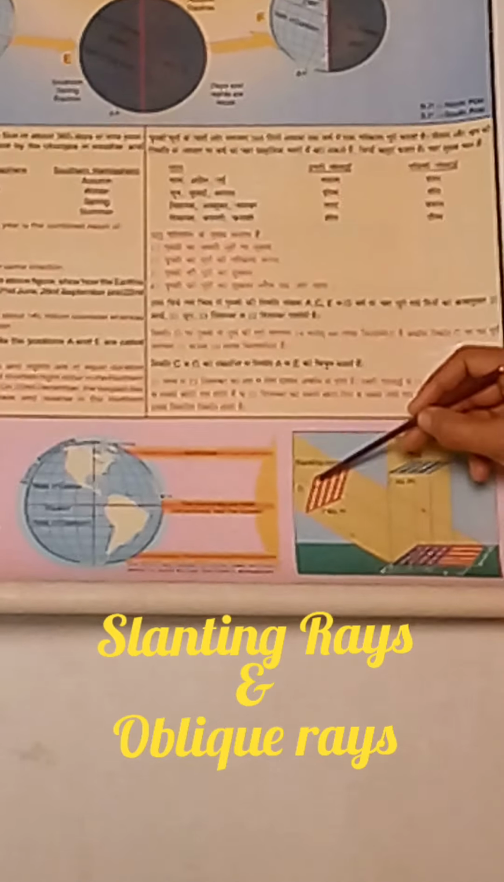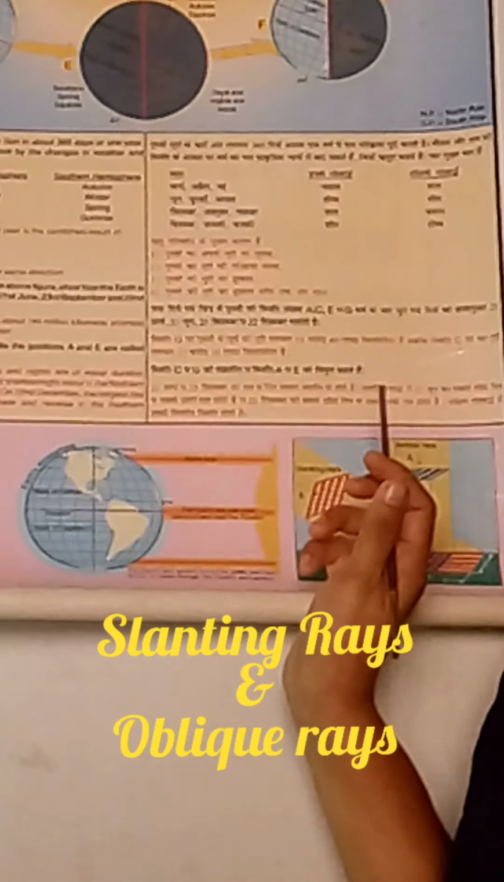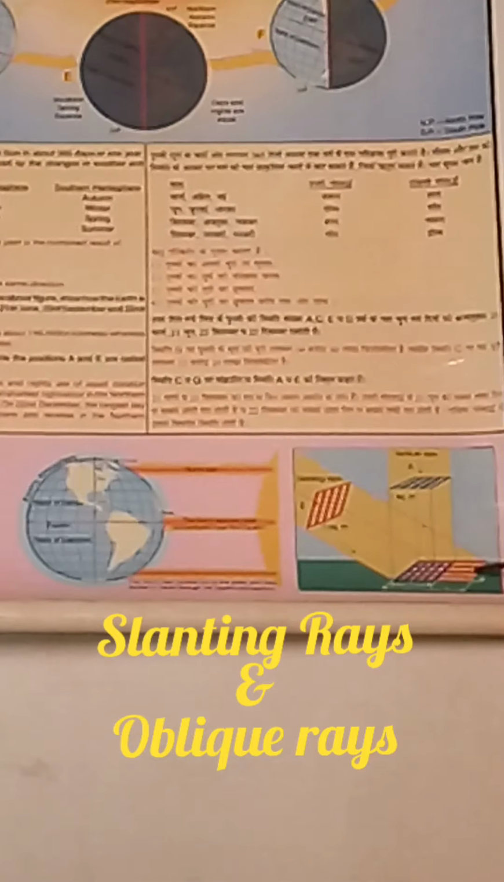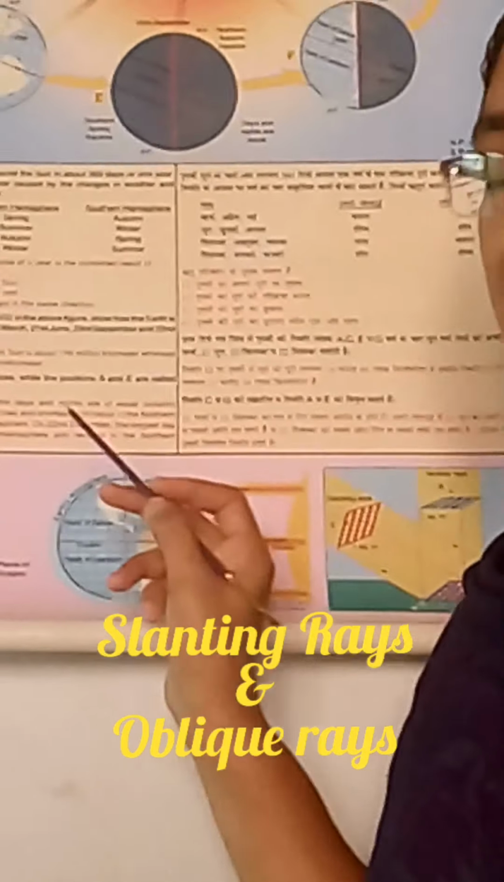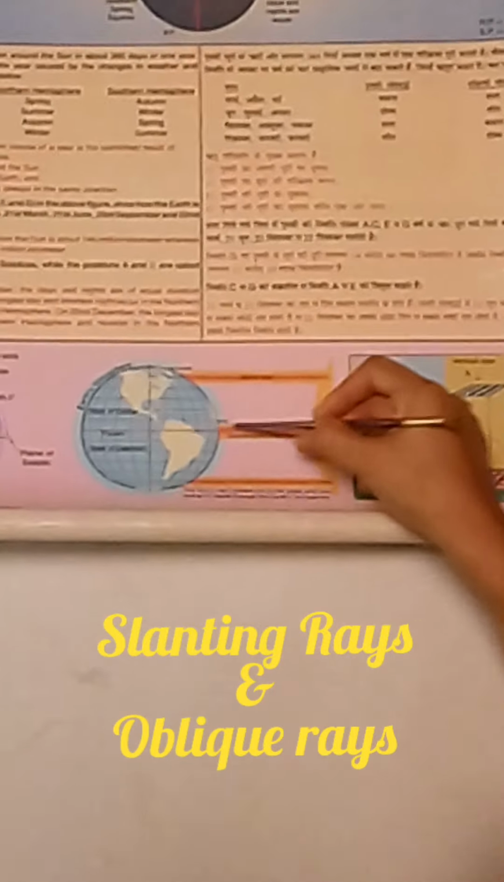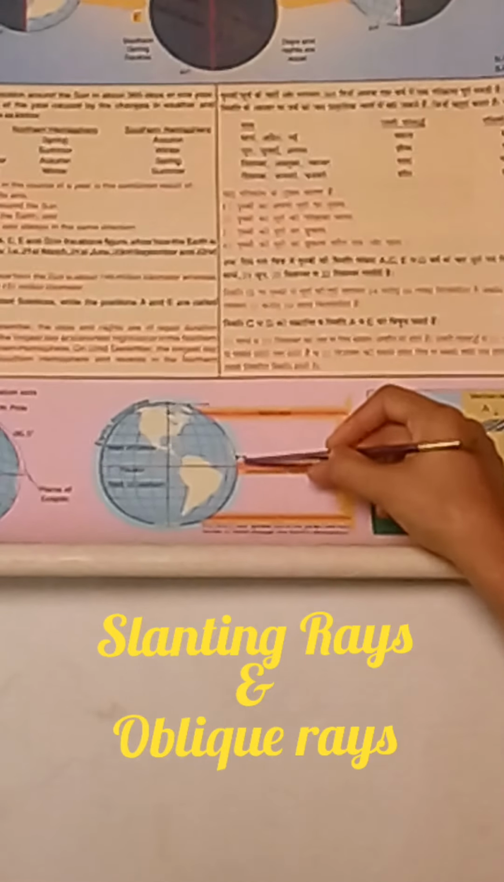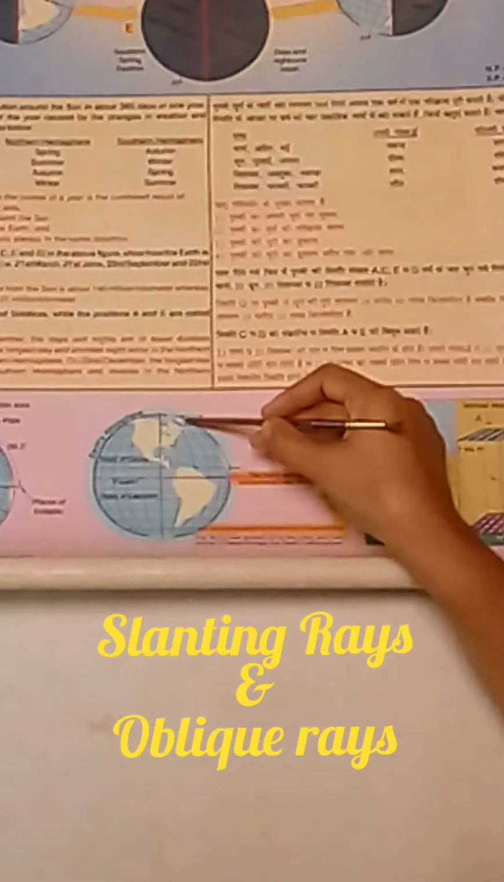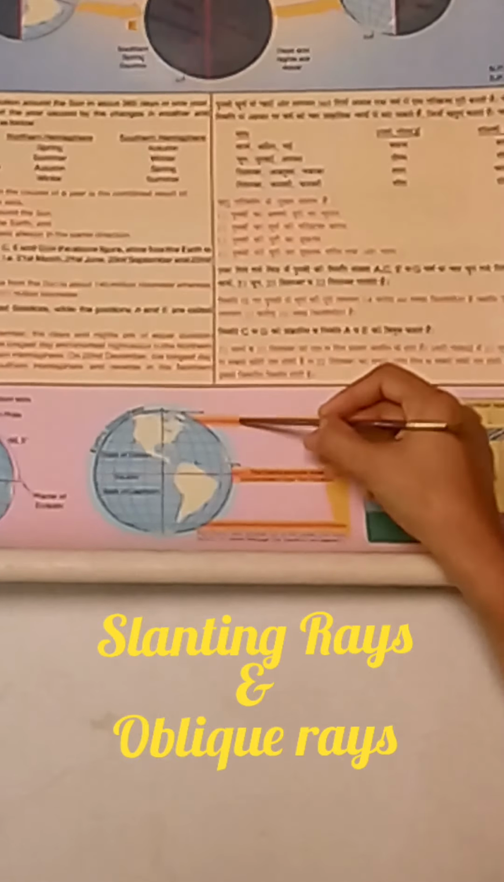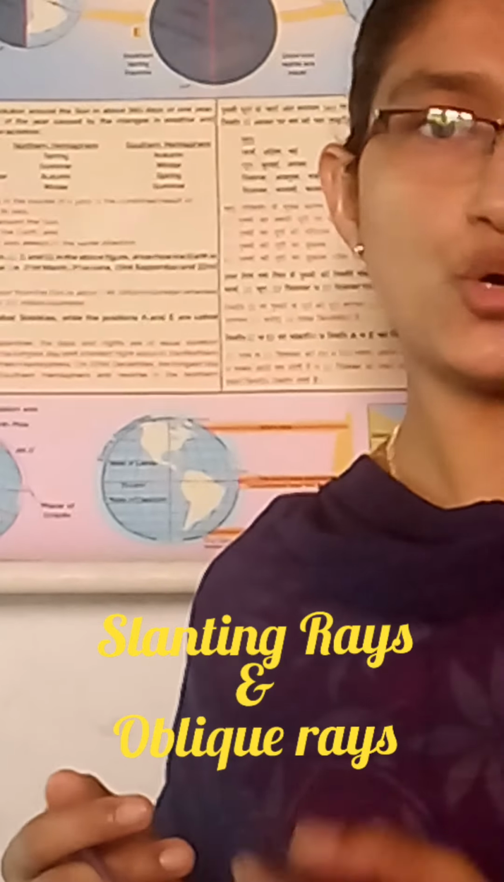On the other hand, slanting rays are spreading over a large area. Because of that, heat energy is shared over a large region. So the heating capacity of the slanting rays decreases. Then another reason: through the atmosphere, vertical rays move for a short distance. But through the atmosphere, slanting rays move for a long distance.